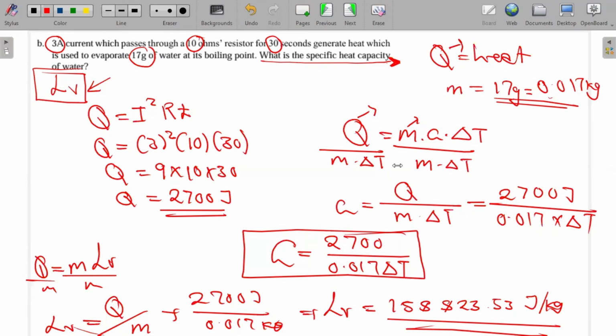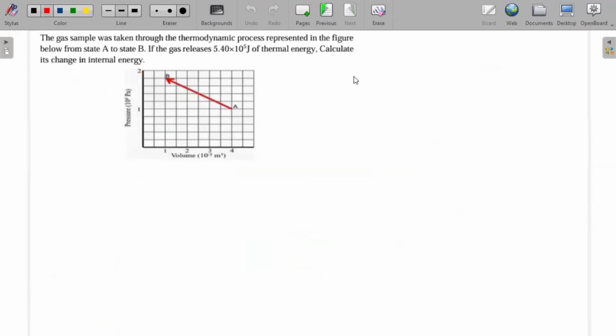Okay, so if there is no question here, we can move on to the next question, which is about thermodynamic processes. They're saying as the gas sample was taken through the thermodynamic process represented in the figure below from state A to state B. So we have state A here to state B there. If the gas releases 5.40 times 10 to the power 5 joules of thermal energy, calculate its change in internal energy.